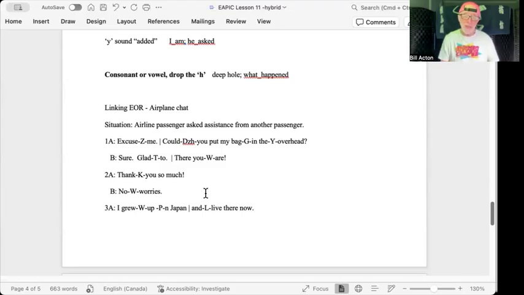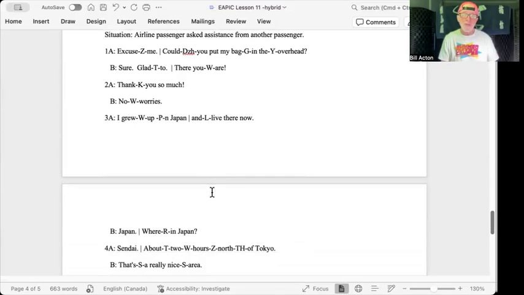Link those together like that. And here's 3A, that grew up. So it's grew up. I grew up. I grew up in Japan. You do that one? I grew up. I grew up in Japan.